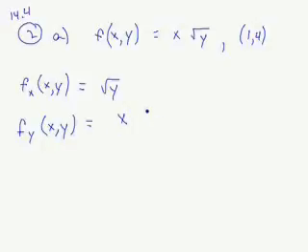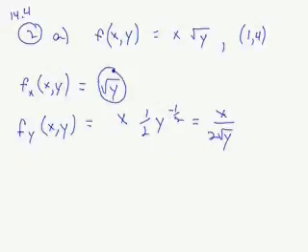And you're going to bring down the 1/2, subtract 1, so the derivative of the square root of y is 1/2 y to the negative 1/2, which is really times the x in front, which is really x over 2 root y. Now, look at these partials. They are both continuous on their domains, so certainly they are continuous at the point (1, 4).